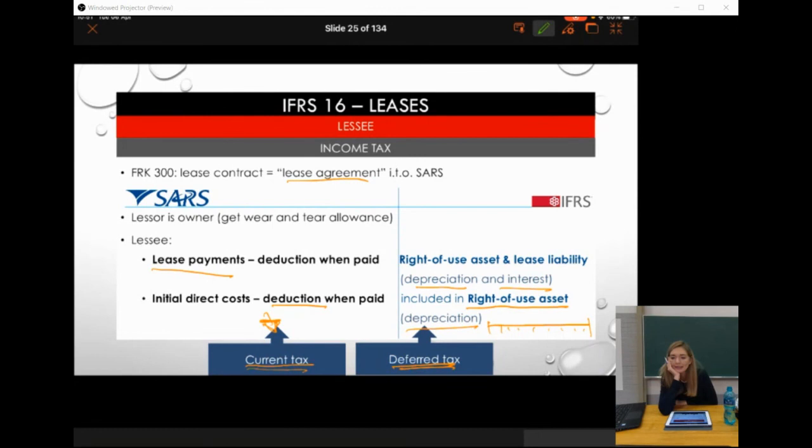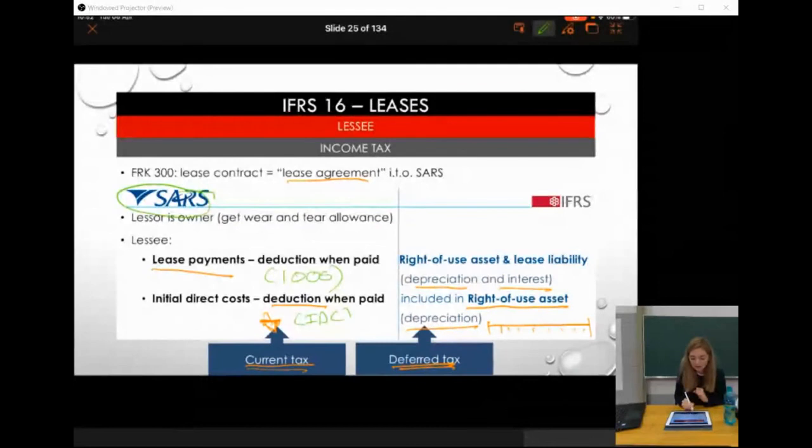Okay, I'll do that now, but firstly, let's have a look at this slide. What SARS is saying is that we are going to get the full lease payment as a deduction. And then we'll also get a deduction of any initial direct costs if we had any. Whereas for accounting purposes, what is going to go to our P&L will be my depreciation and my interest expense for that year. And if we add initial direct costs, that will be included in the right of use assets, so that would also be included in the depreciation.